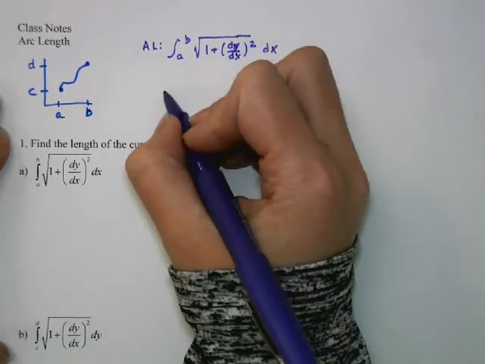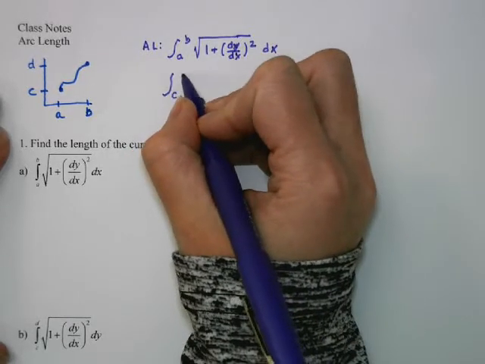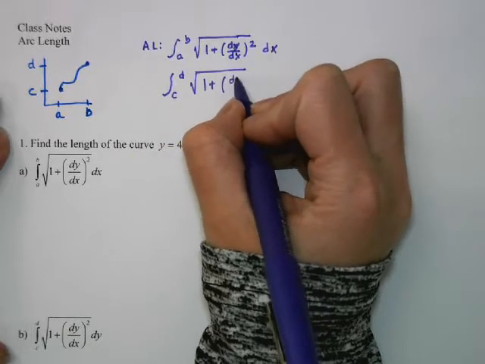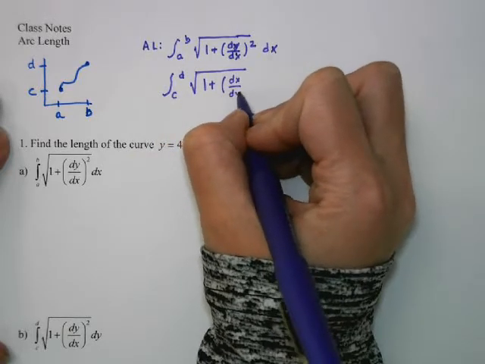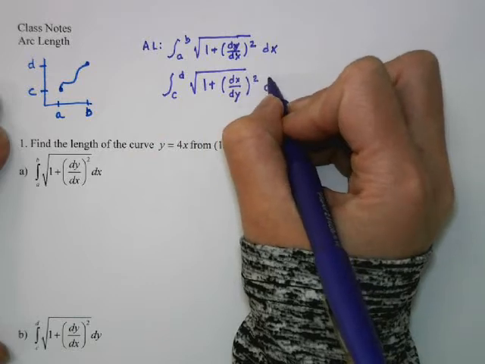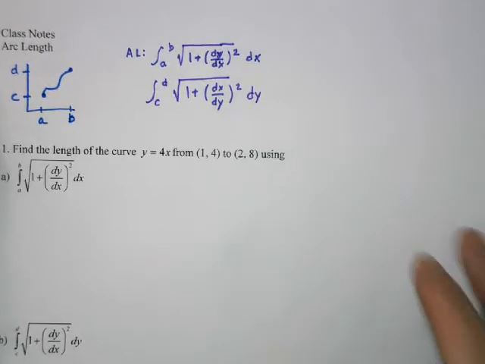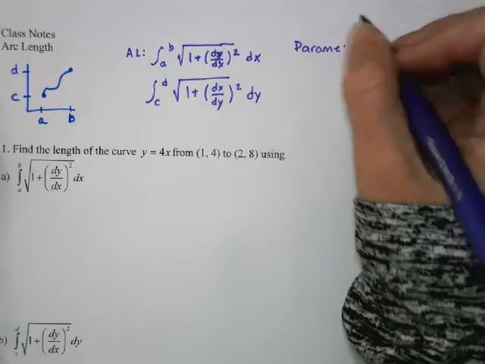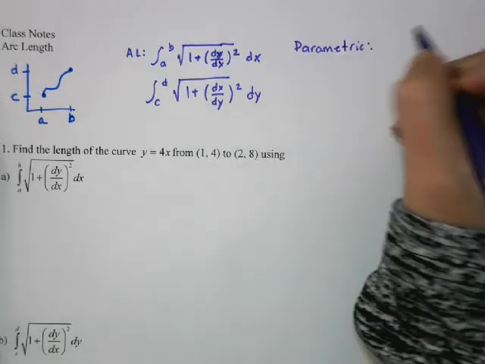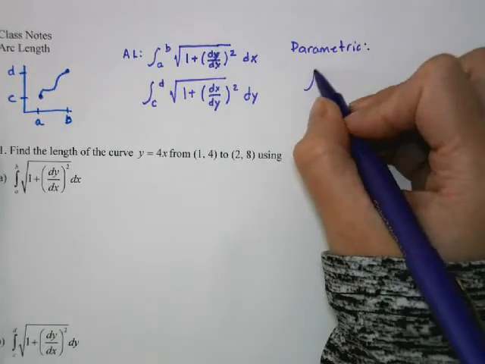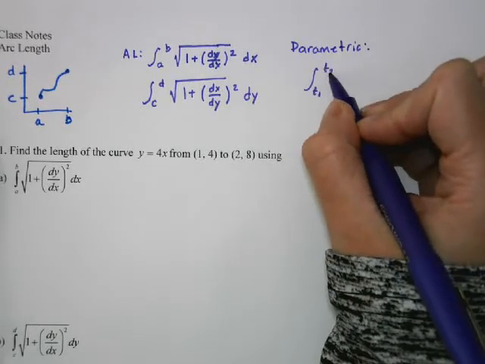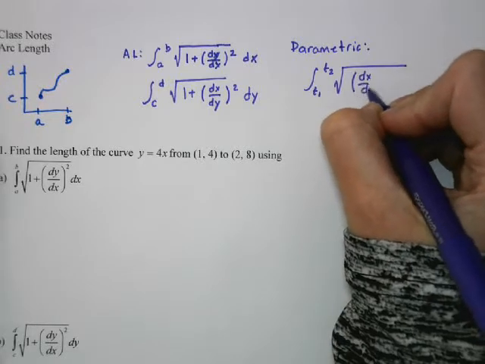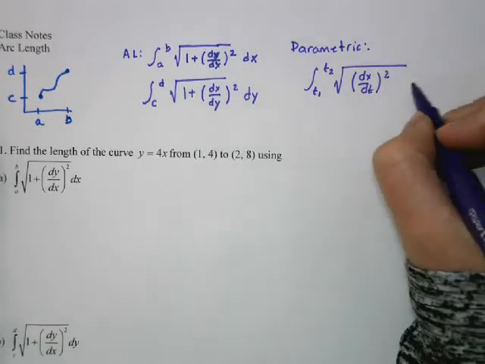Okay, or we can go along the y-axis, so we'd go from C to D. What's going to change is this is going to be dx/dy. In parametric, okay, the arc length is going to be the integral from time 1 to time 2, the square root of dx/dt squared plus dy/dt squared.